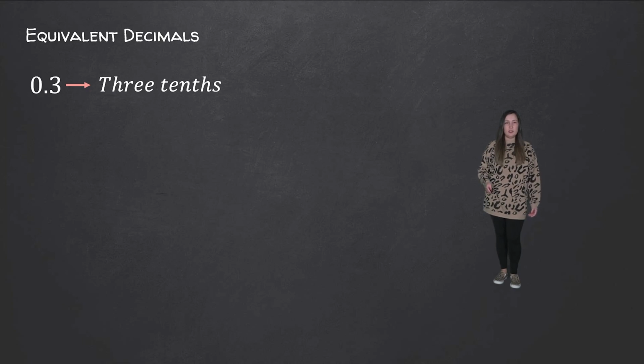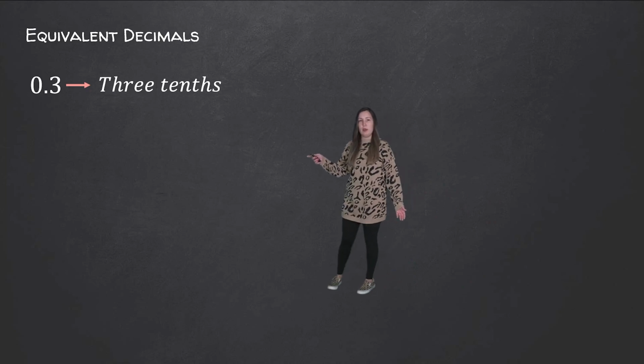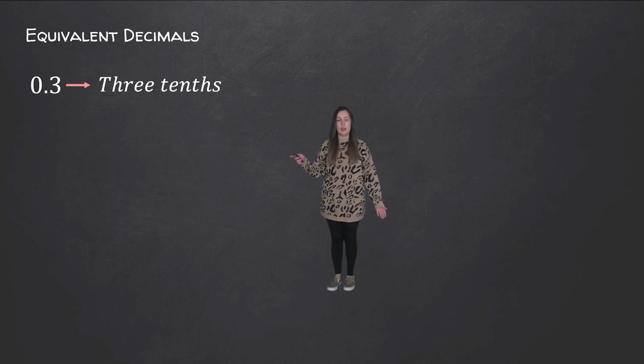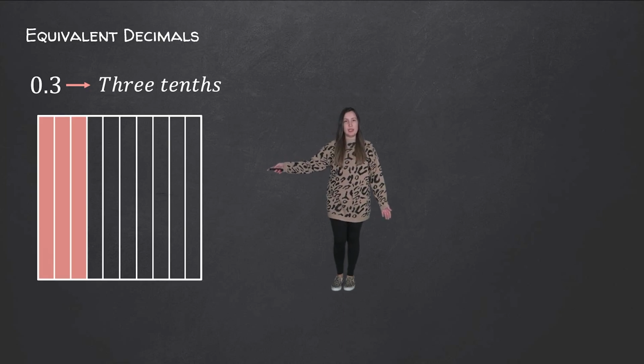If it were in the hundreds place value, that would mean we would have a number out of 100. And if it were in the thousands place value, that would mean we have a number out of 1,000 and so forth. So, because we have 3/10, we know that that's 3 parts out of 10 equivalent parts. So, what that means is we have 3 shaded parts here out of 10.